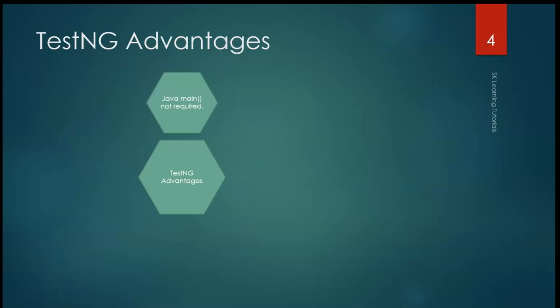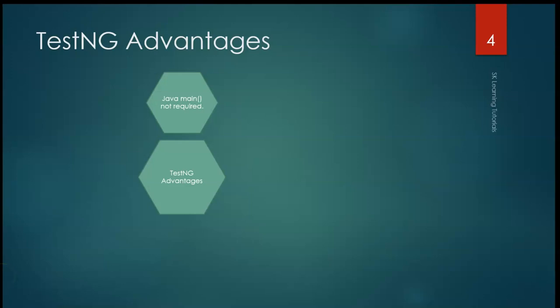Java main method is not required. So as of now, to write the Selenium code, we create a Java class and main method, and we write the code inside the main method. And when we run the code, we run it as a Java program. Why are we doing it? Because we are not using the TestNG. When you use the TestNG, then main method is not required.